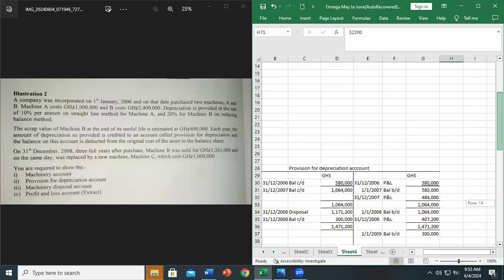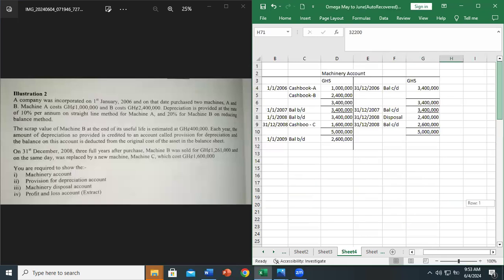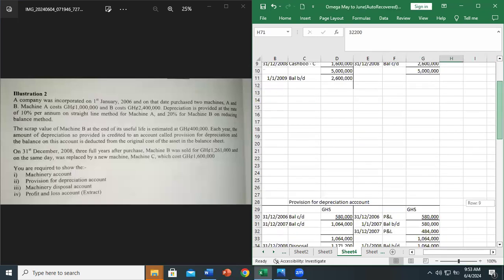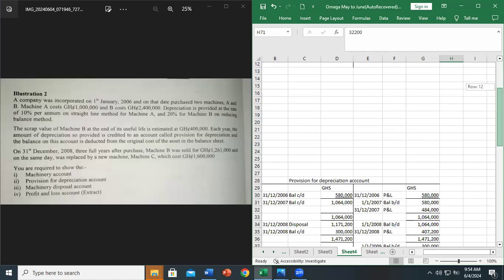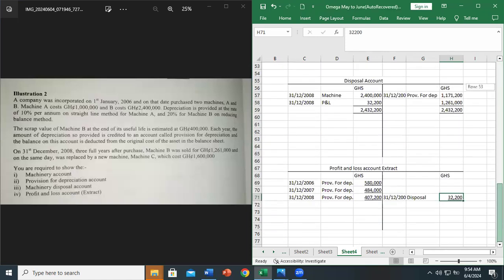Let me speak about the balance sheet extract, and it is also very simple. Since you have done the balance sheet, you remember the final account of a sole trader. In the balance sheet, you show the cost of the assets, and then you less accumulated depreciation, and you get the net book value, right? So that's how you prepare the balance sheet extracts.